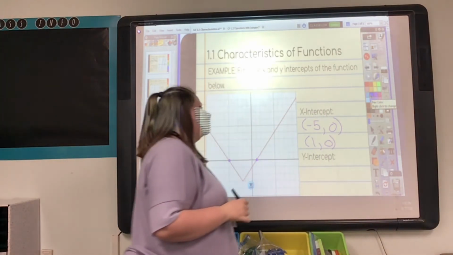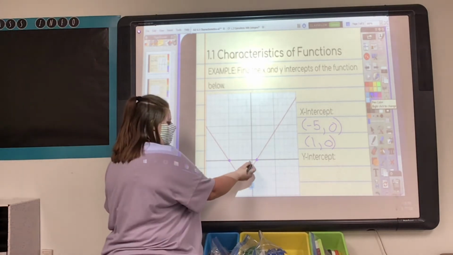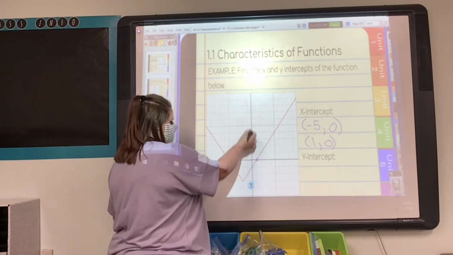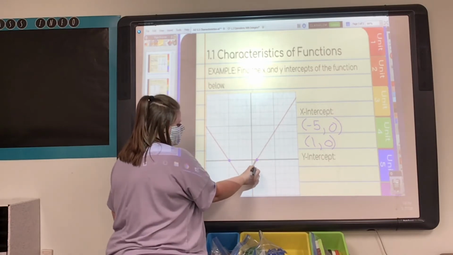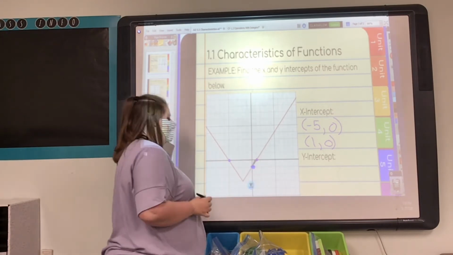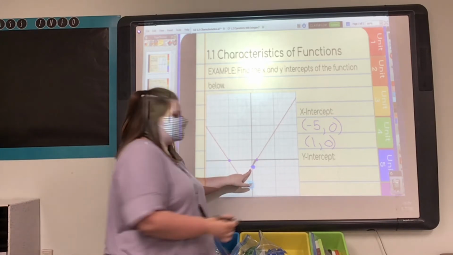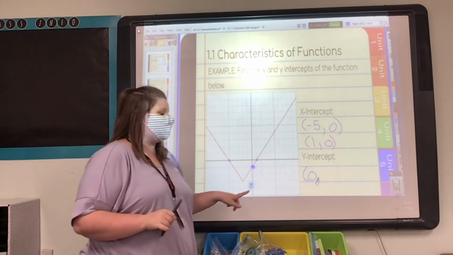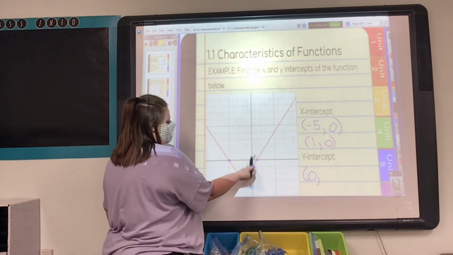All right. Now for our y-intercept, we're looking at the y-axis at where the function touches or crosses this axis. So that's happening right here. And so we know the x-coordinate is going to be 0 because the x-coordinate is always 0 for the y-intercept. Now we just need to know how far up or down this is.